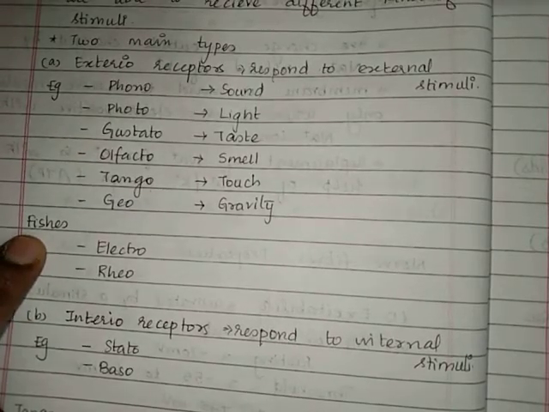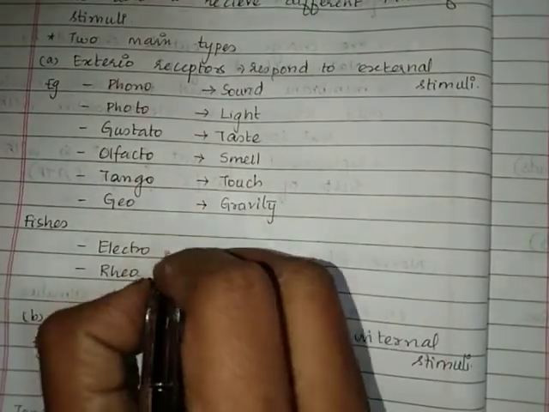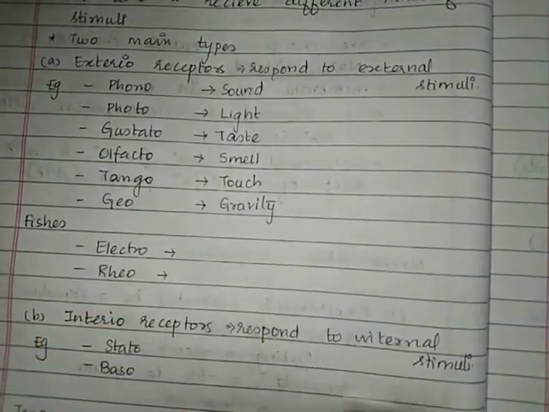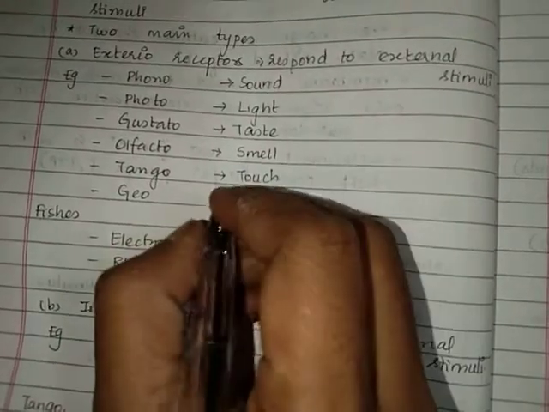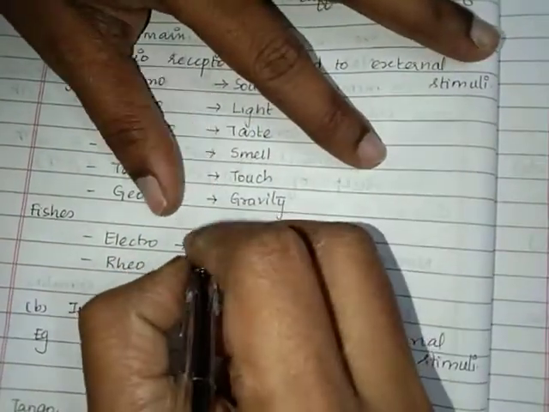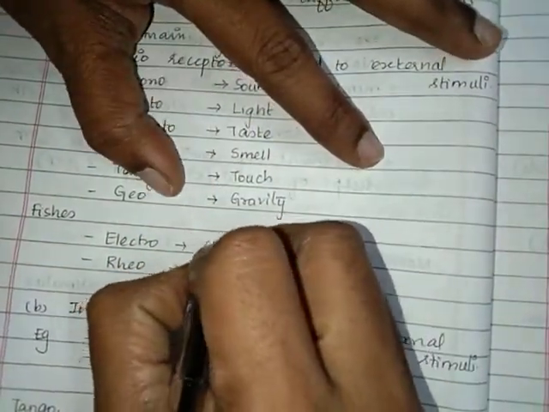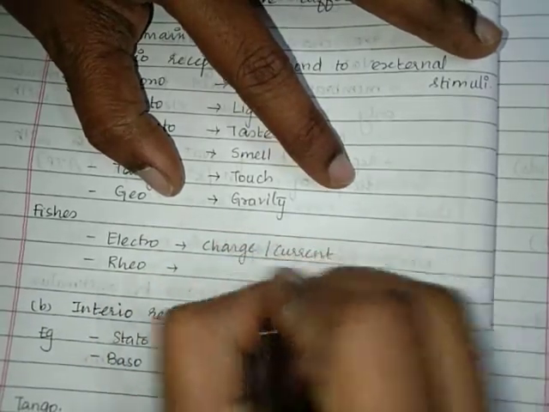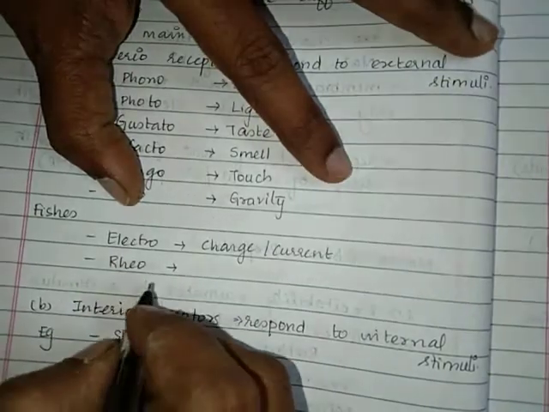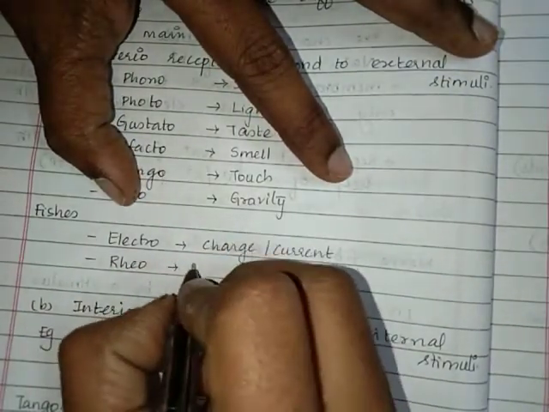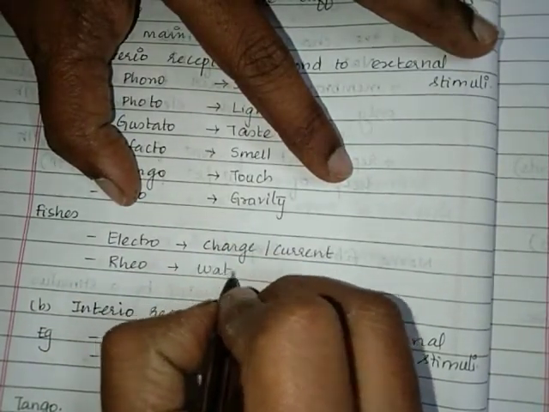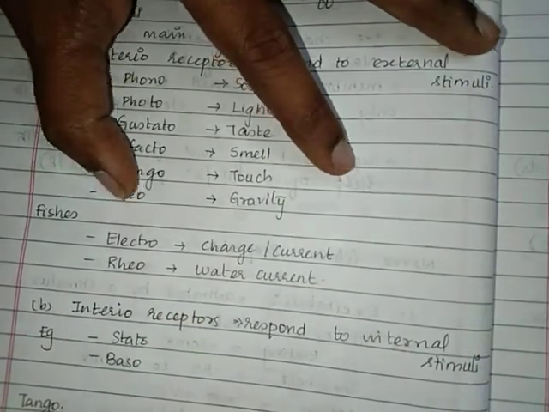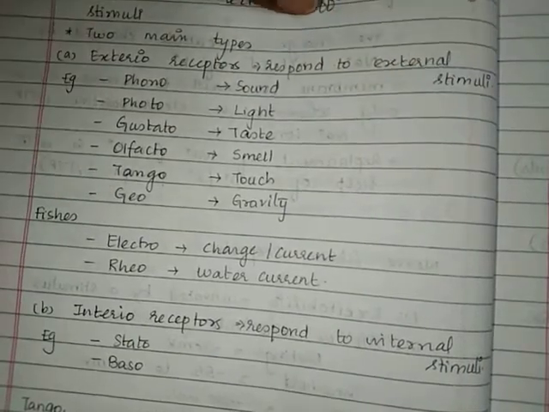And in fishes there are 2 special receptors, one called electroreceptors and the other rheoreceptors. Electroreceptors respond to change in charge or current. Rheoreceptors detect changes in the water current. Such receptors, electro and rheoreceptors, are found only in fishes.